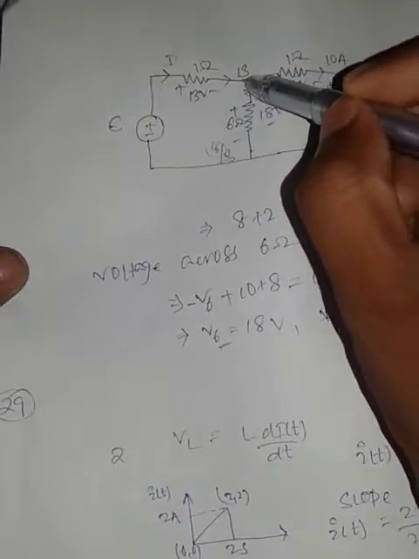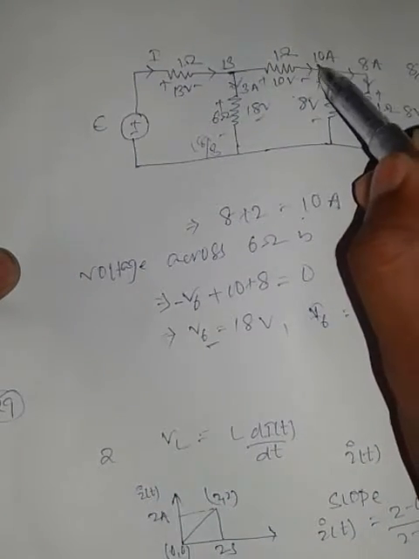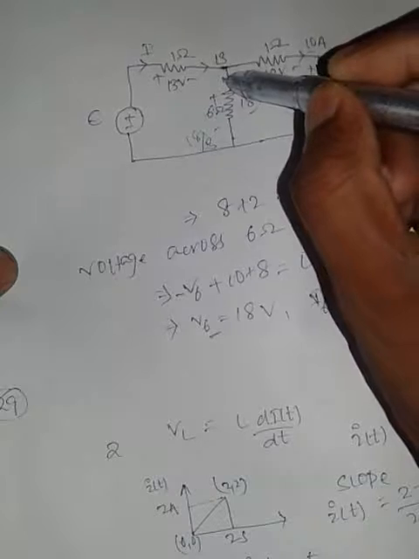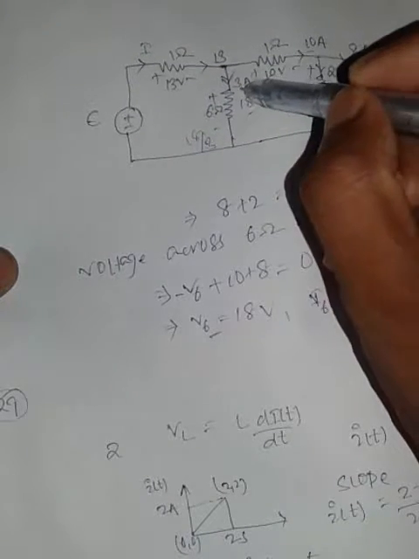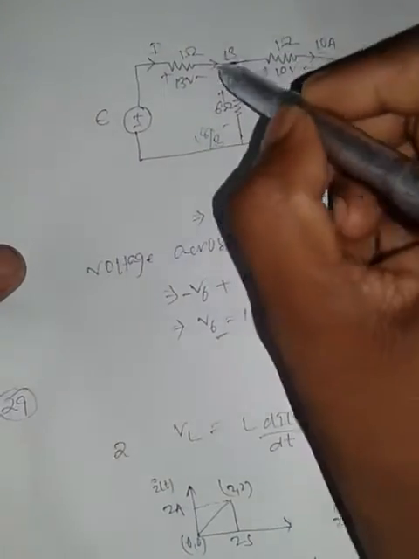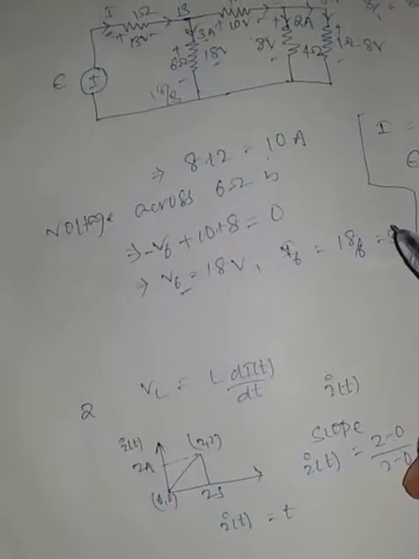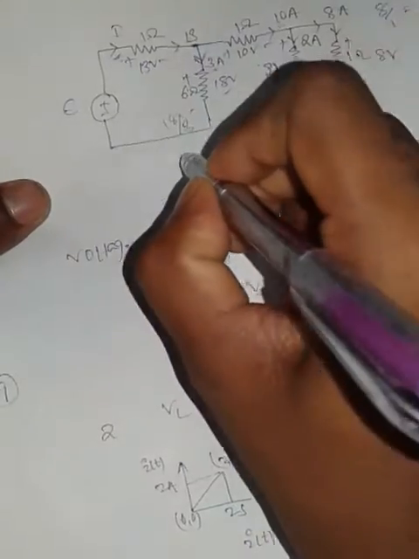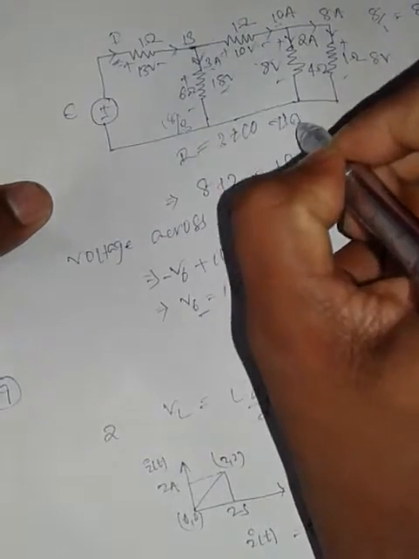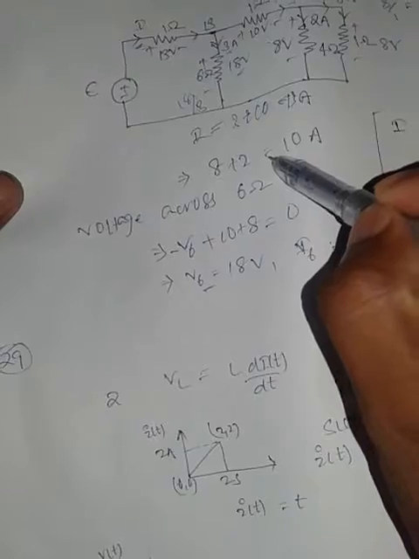Now apply KCL here. In this way 10 ampere current is going, and in this R6, the 6 ohm, current 3 ampere is going. So 10 plus 3 will be 13. The I value will be total 10 plus 3 is equal to 13 ampere. So I is equal to 3 plus 10, which is 13 ampere. Across this one, I is the current flowing with 13 ampere.